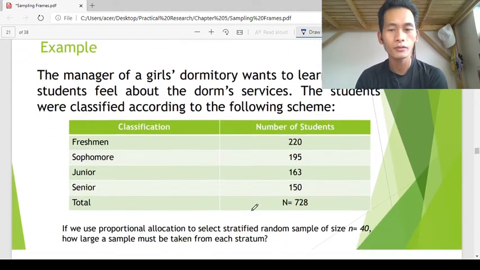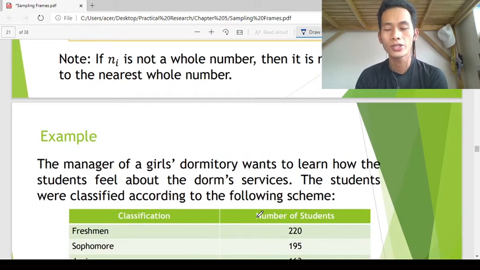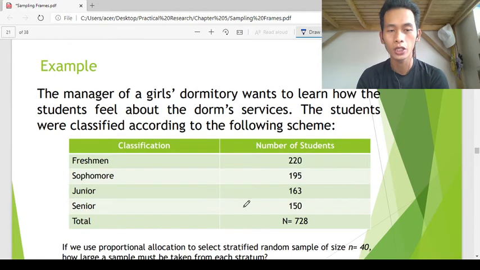Example. The manager of girls' dormitory wants to learn how the students feel about the dorm services. The students were classified according to the following scheme. So they are classified according to level: freshman, sophomore, junior, senior. Now, in freshman, there are 220 students. In sophomore, there are 195 students. In junior, there are 163 students. In senior, there are 150 students.